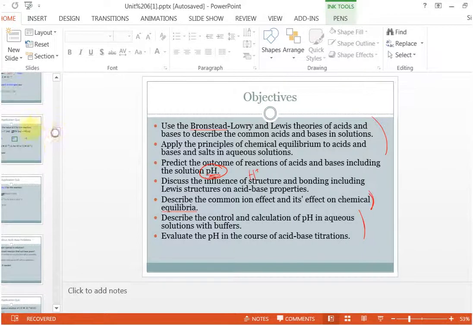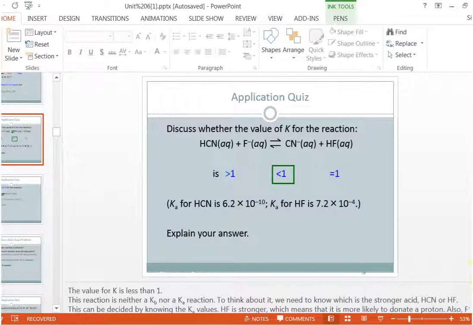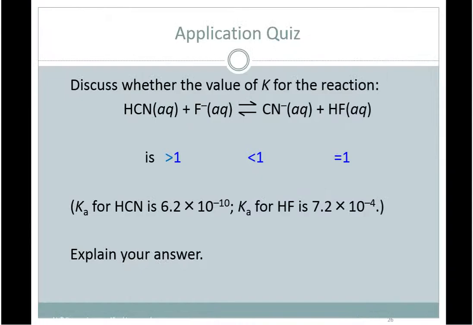186 is where we left off. There we go. So we left off with this slide where we were talking about whether the K value for this reaction was going to be greater than or less than 1. And we kind of need to think in terms of these two acids that are here. So we have HCN in water, which is going to dissociate to give us H3O plus and CN negative.